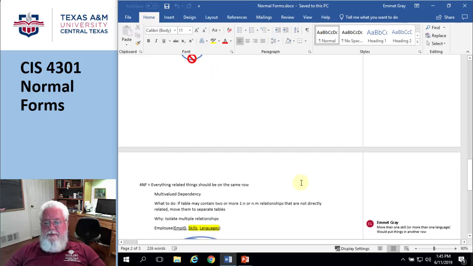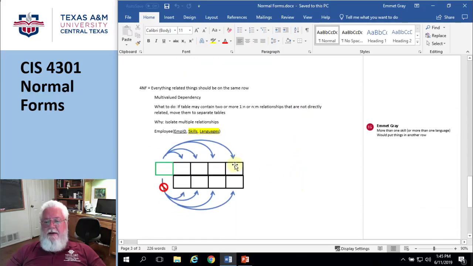Fourth normal form is, okay, I've got an employee ID, a skill, and a language. So I put down plumbing, English, electrician, Spanish. Does that mean he can only do Spanish electrician? No, there's no relation. There's no inferred relationship between the skills and the languages. Therefore, it has to come out.